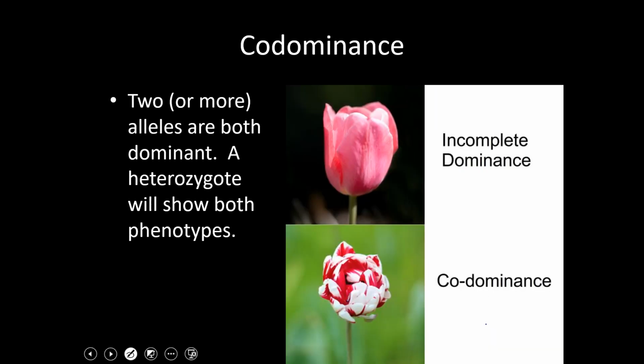Next complicating factor is sometimes you have alleles that are co-dominant. Codominant is different. They don't blend together to make an intermediate. Instead, you see both. The example that I'm giving you here is a tulip. If you cross a red flowered tulip with a white flowered tulip, you get a flower that is both red and white in different places on that plant. So both red and white are co-dominant to each other.